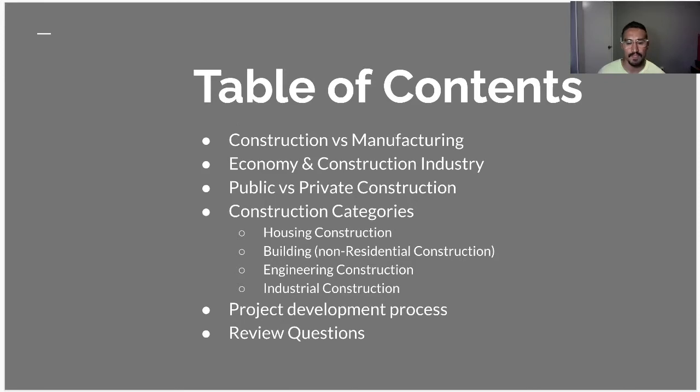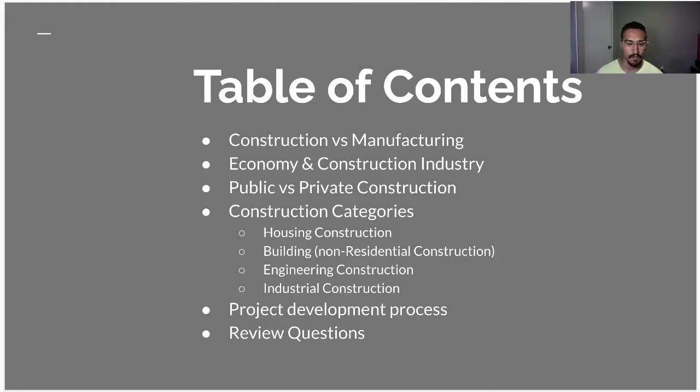So this chapter will basically give an overview of the construction industry. Some of the things that we'll talk about are the construction industry versus the manufacturing industry. What are the similarities and what are the differences? Then we'll talk about the economy in the construction industry and also public versus private construction. What are the differences? How do they get the funds to fund these projects? And then we'll talk about the different categories of the construction industry. As you can see, there's 4.